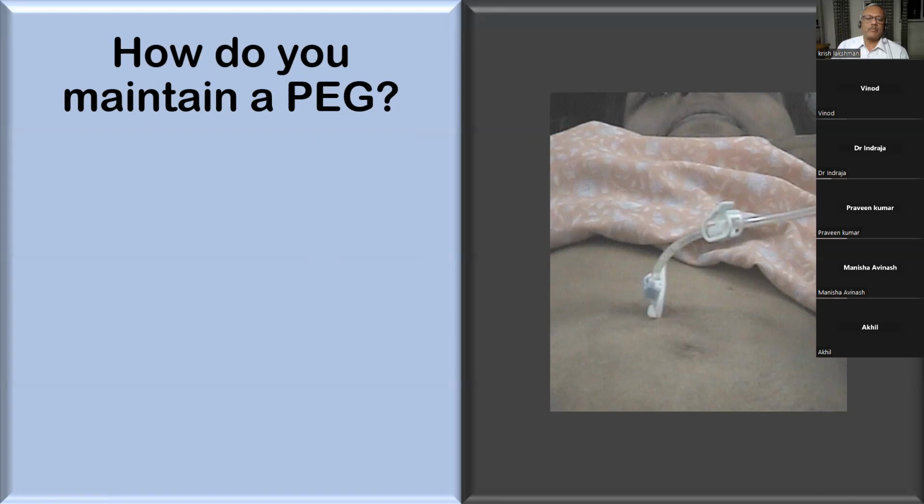How do you maintain a PEG? Sir, after every feed, we will give a wash with plain normal saline. Very good. Before and after every feed to prevent blockage. Good. Next. And if it is a complete block, we'll try with some bicarbonate, with an aerated solution. Good. But the point is that you should not let it block. We've got one answer here. What do I mean by a snug tube?